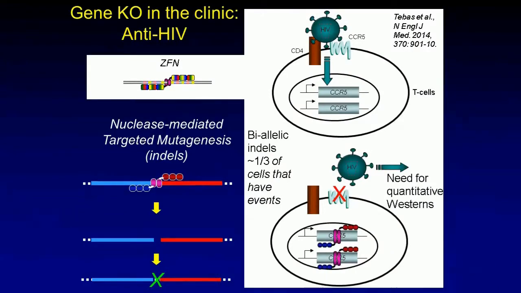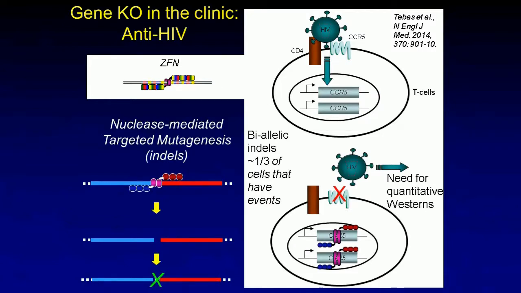I also would like to highlight how close these types of technologies are moving towards the clinic. In fact, a nuclease doing this type of targeted mutagenesis is in clinical trial right now. That's the work of a company called Sangamo Bioscience, and it's an anti-HIV approach.